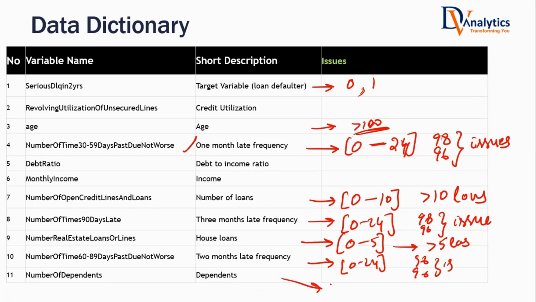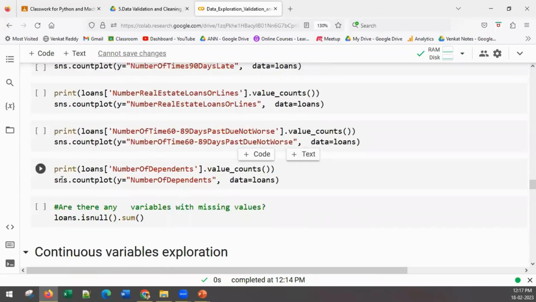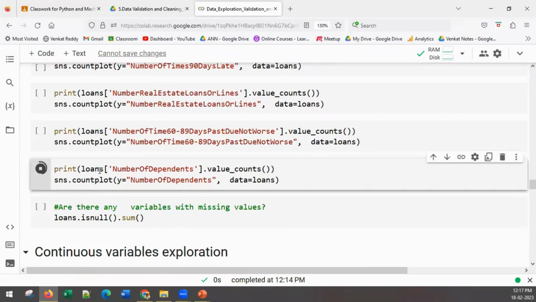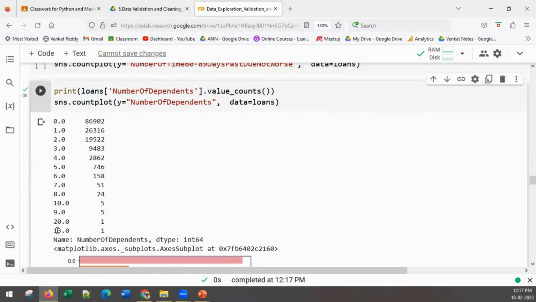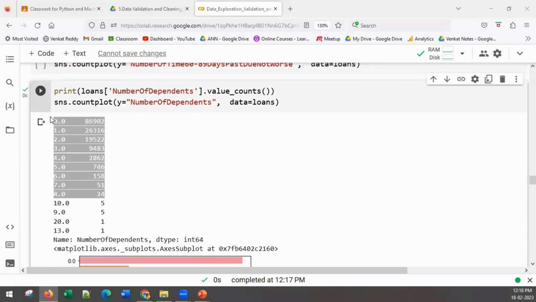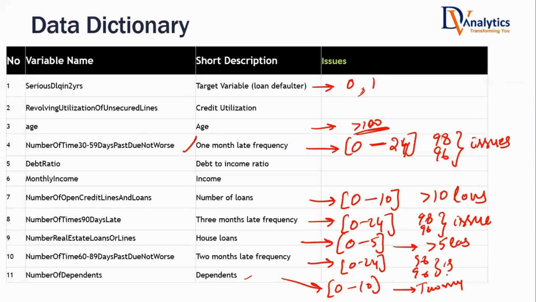Number of dependents, what did we think of? How much is the minimum? 0. Max how much can it be? 10, sir. 0 to 10. How much is this? 13, 20, 20 and 30. Is the frequency very less? Only one or two. Very less. This is fine, I guess, isn't it? Possible. Out of 1,50,000, I think we can expect few people to have a higher number of dependents, like 13. Maybe some other dependents are there. Okay, I think this should be fine. So too many dependents are not there for too many candidates, 1 or 2 places, that should be fine.